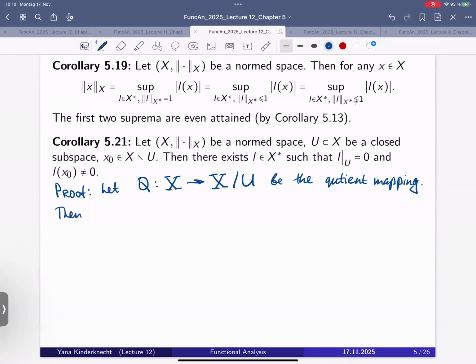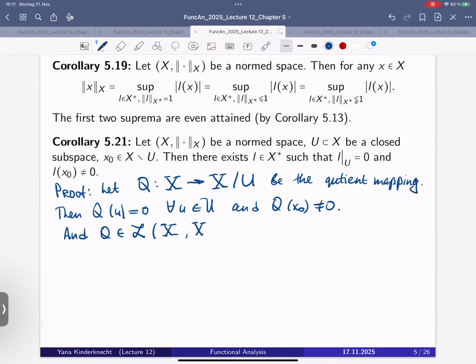Then Q of U is equal to 0 for any U in this vector subspace. So the whole vector subspace U is a class of equivalence of the origin. And Q of X0 is not 0 because X0 is not in U. Moreover, this mapping Q is a bounded linear operator from this space into this space.